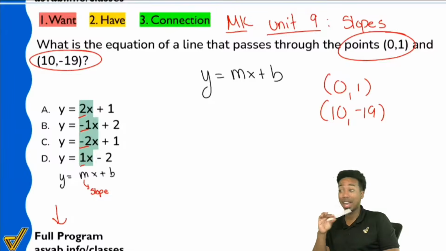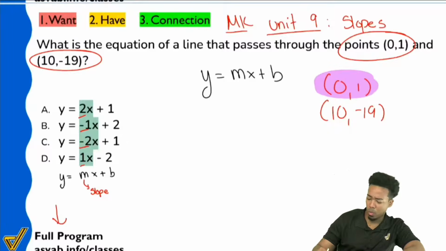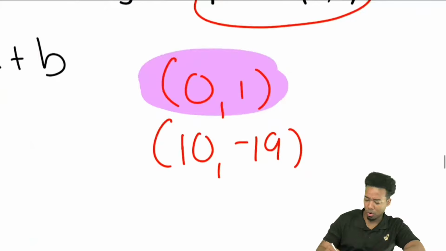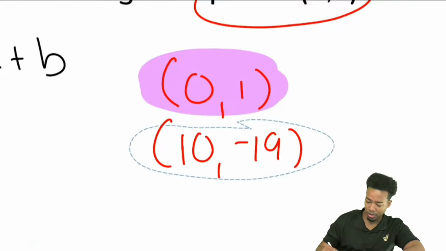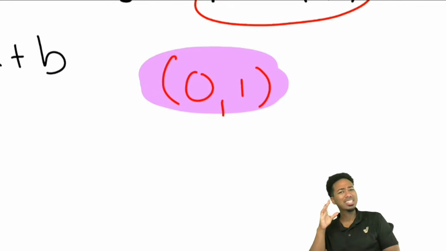You guys want to see the absolute fastest way to do this? It's like this. I recognized that all the slopes were different, and I also recognized that I was given a very specific value for one of the coordinates, namely right here. Everyone, what's special about the coordinate 0, 1? What does that tell you?